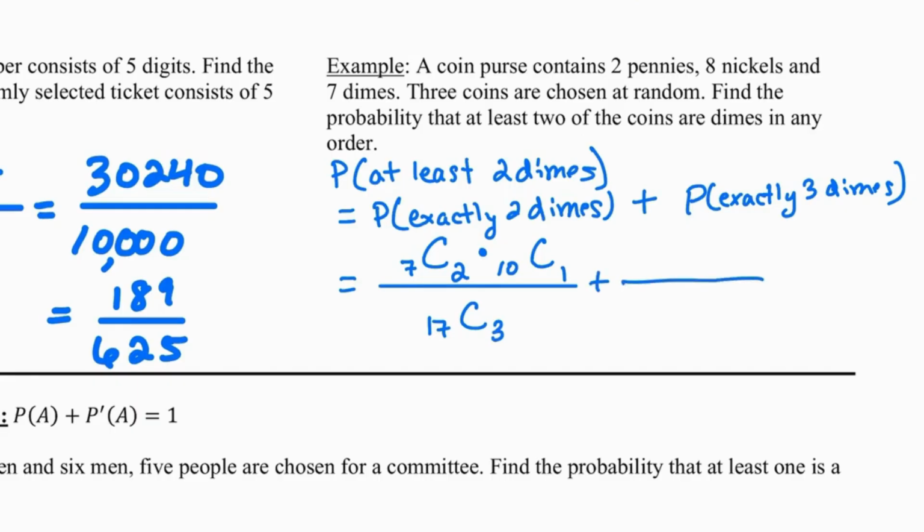Then I do the same thing, but for 3 dimes. Well, again, the order doesn't matter. I can pull 1 dime and another dime and a third dime, and that same situation is like having the third dime first and the first dime last. So the order doesn't matter. So I have 7 dimes, and I want 3 of them exactly. The total number of ways of pulling 3 coins out of this purse is 17 choose 3. So if you do that in the calculator, you end up getting 49 out of 136.